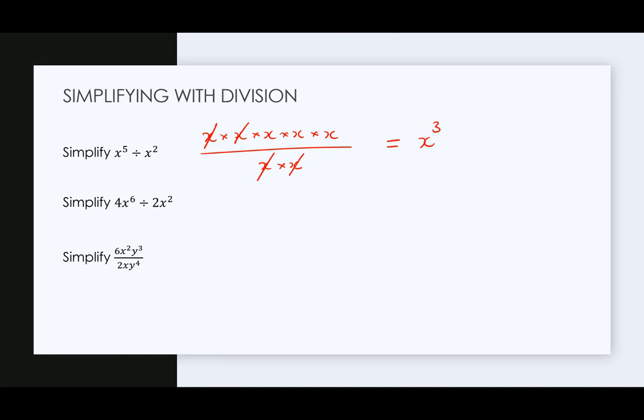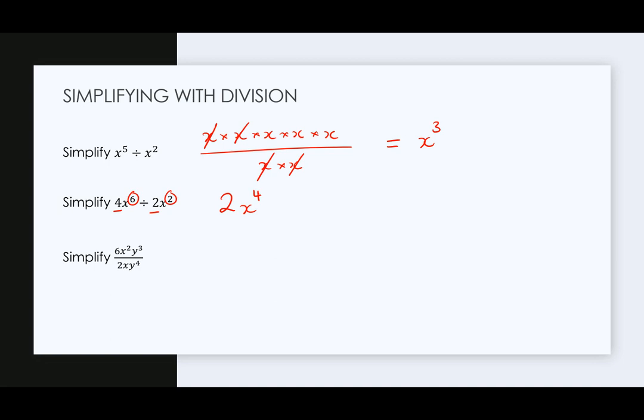Similarly, with the second problem, we actually don't need to write this out in long form. Let's try our shortcut method and see if it works. I'm going to divide my two coefficients to give me 2, and then I'm going to subtract my two powers to give me x to the power of 4. You can write this out in long form yourself and see that you do get the same answer by cancelling out these terms.